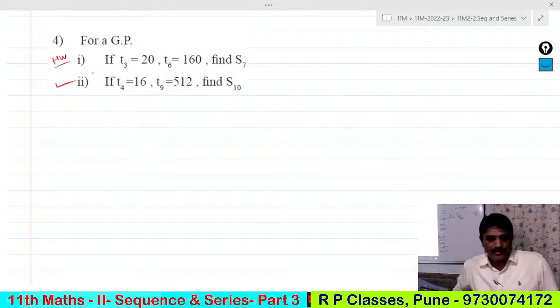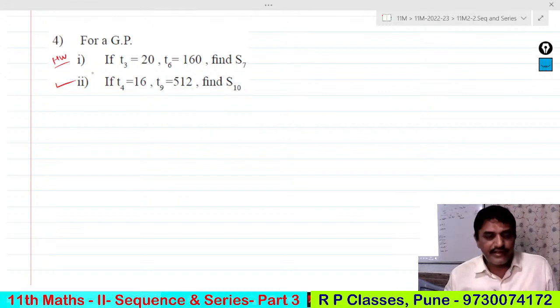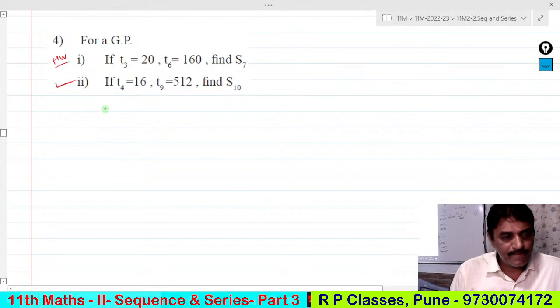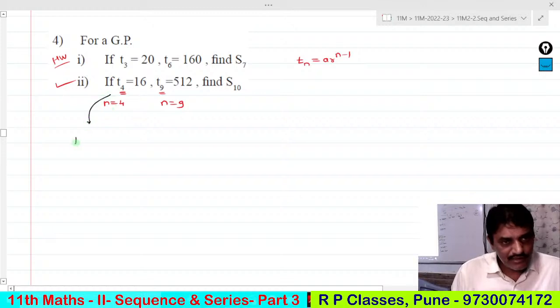कैसे करेंगे? What I'll say here is we have been given T4. What is the formula for Tn? AR raised to n minus 1. तो यहाँ पर 4 है, मतलब n is equal to 4 है इधर, and n is equal to 9 है यहाँ, ठीक है? So I'll say इसके लिए अगर मुझे लिखना है तो कैसे लिखूँगा? T4 is equal to A into R raised to 4 minus 1.